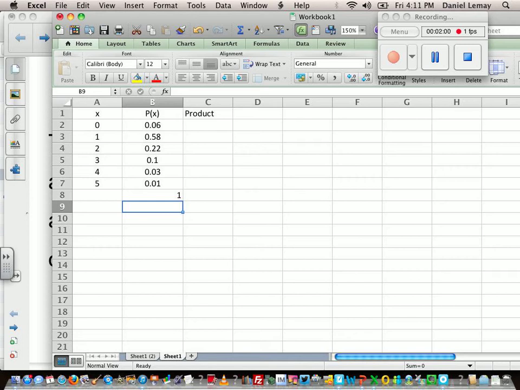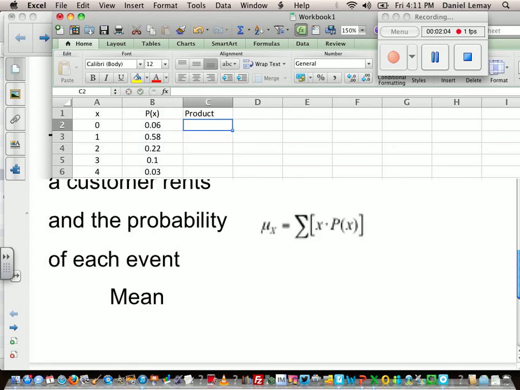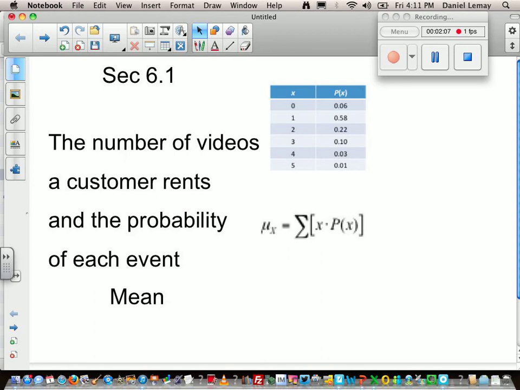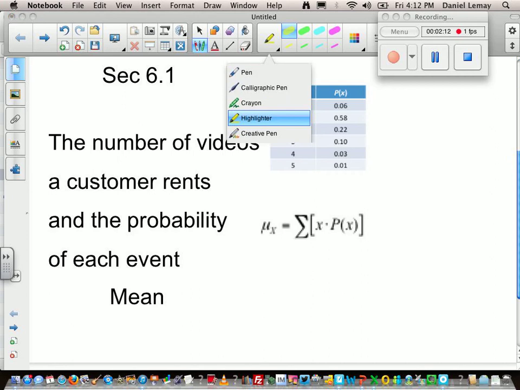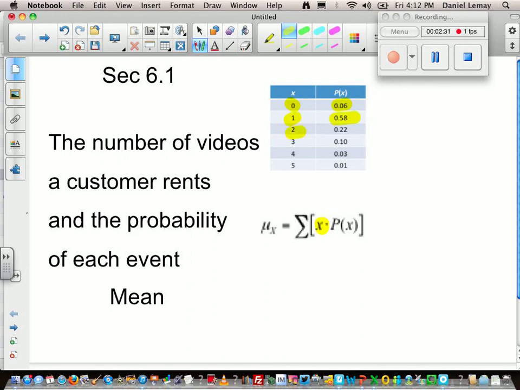Now to find the mean, if you go back and look at this formula, it says take each number and multiply it by the probability of that number happening. Here, let me grab a highlighter. So we've got this number, the x's, and we're going to multiply it by the probability of each event happening, and then this big E is a Greek letter sigma, and it means find the sum, add them up. We're going to multiply each of these numbers times its associated probability, and then find the sum of those numbers, and that'll be the mean for this distribution.